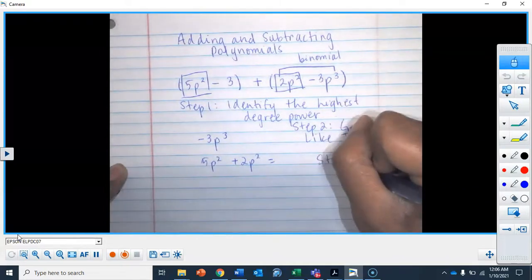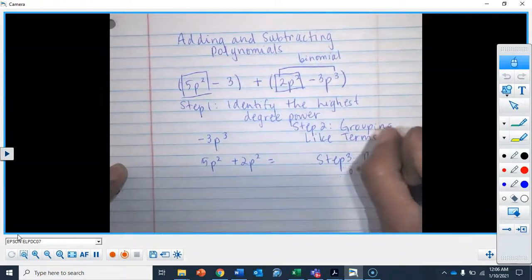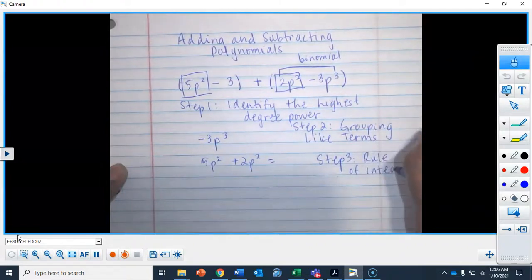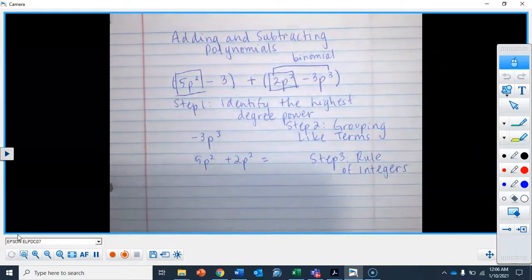And then the last step, step number 3, is we want to apply the rules of integers. I can't stress enough, you guys, I've been asking since the fall semester, you have to know those rules of integers. So please make sure that you spend some time and look at the videos I've done on that. And if you would like me to, I can put it in my teacher notes for this unit. Okay? All right, so here we go.